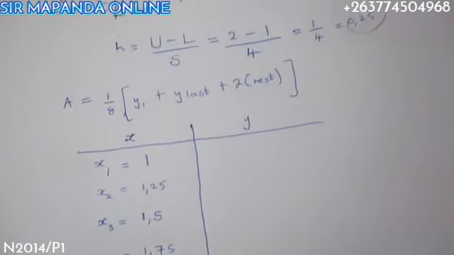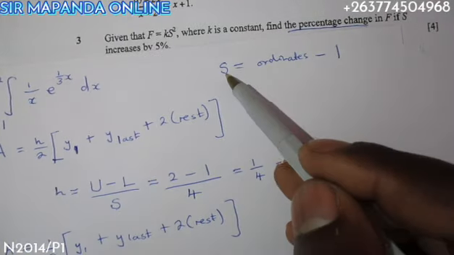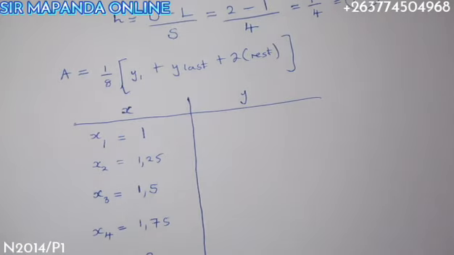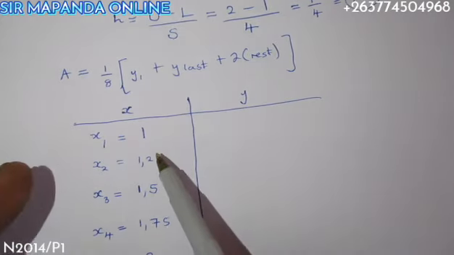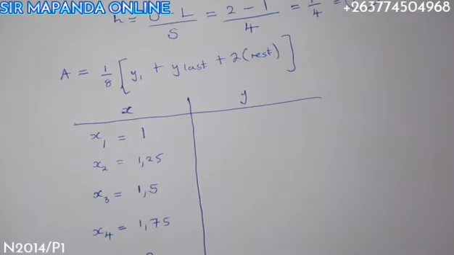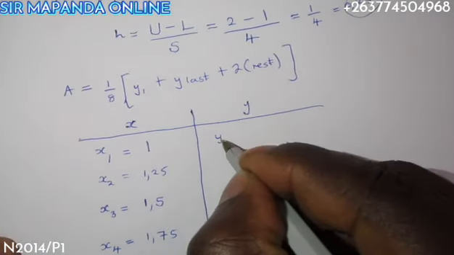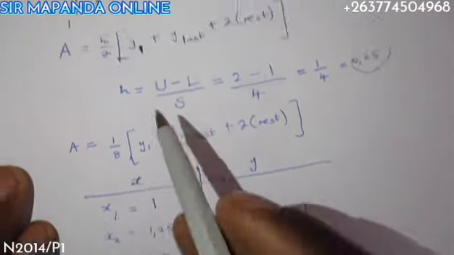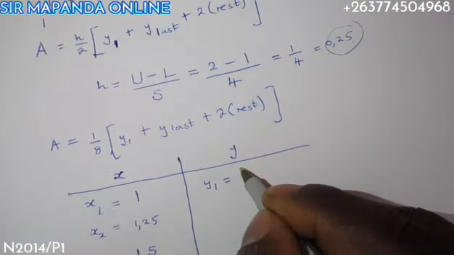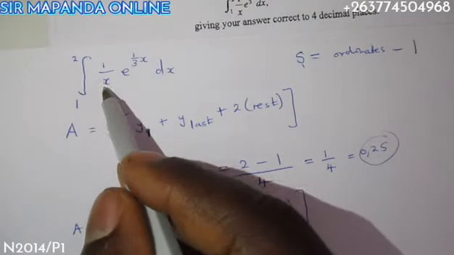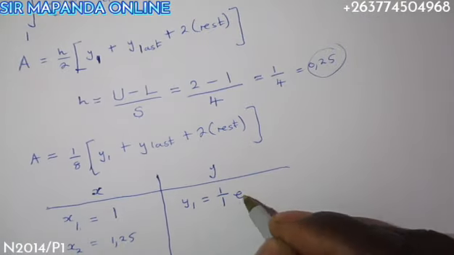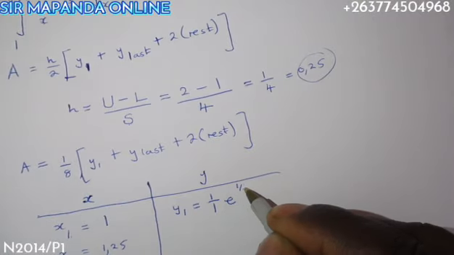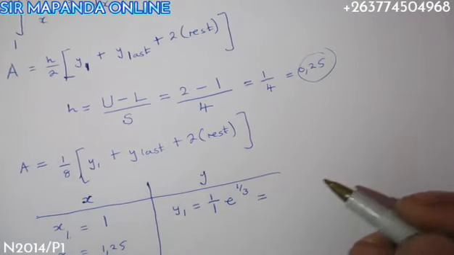So I want you to notice something. If you have 4 strips, they are going to give you 5 ordinates. 4 trapezia are going to give you 5 ordinates. I hope you are listening. So to find y1, you substitute x1 for x. So you are saying 1 over 1, e to the power of 1/3 times 1. You get 1/3. This is your first term.